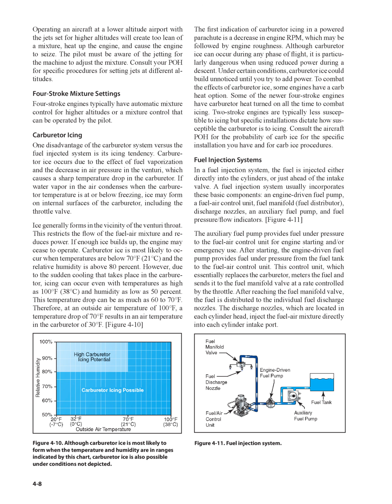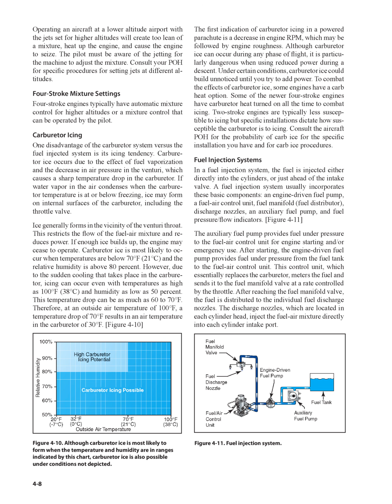procedures. Fuel injection systems. In a fuel injection system, the fuel is injected either directly into the cylinders, or just ahead of the intake valve. A fuel injection system usually incorporates these basic components: an engine-driven fuel pump, a fuel air control unit, fuel manifold, fuel distributor, discharge nozzles, an auxiliary fuel pump, and fuel pressure/flow indicators.